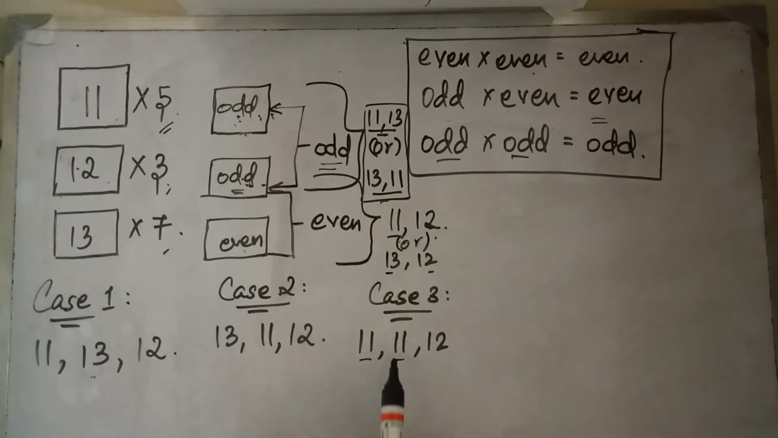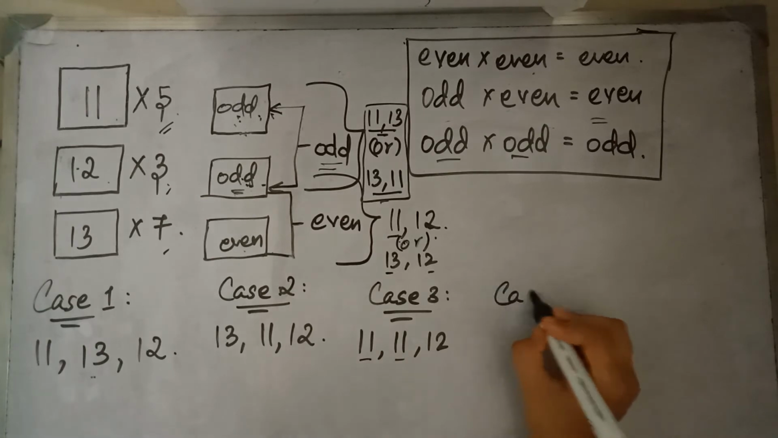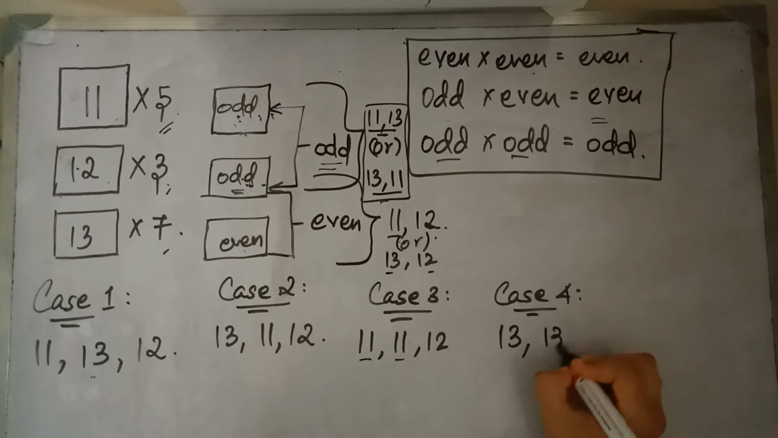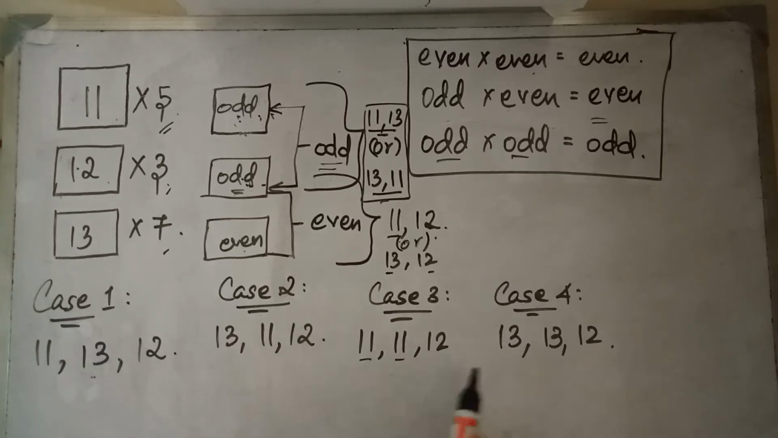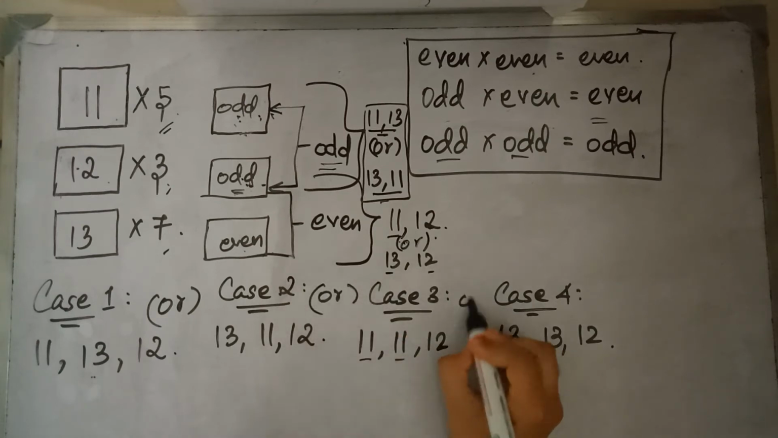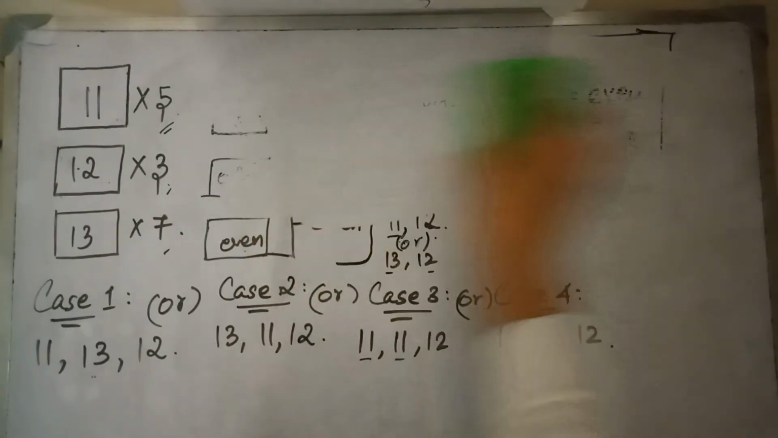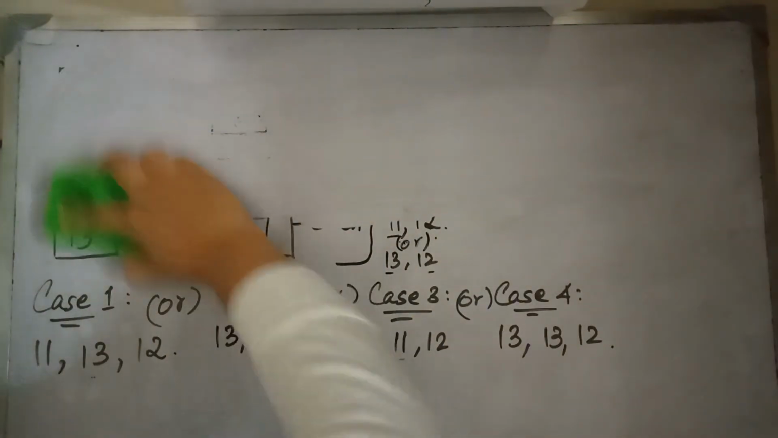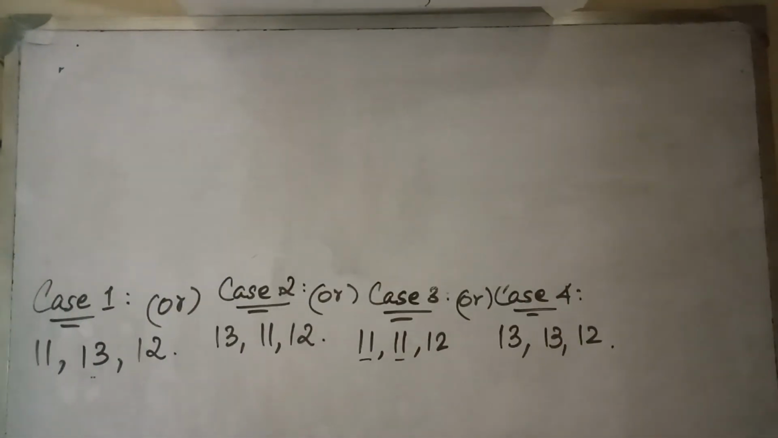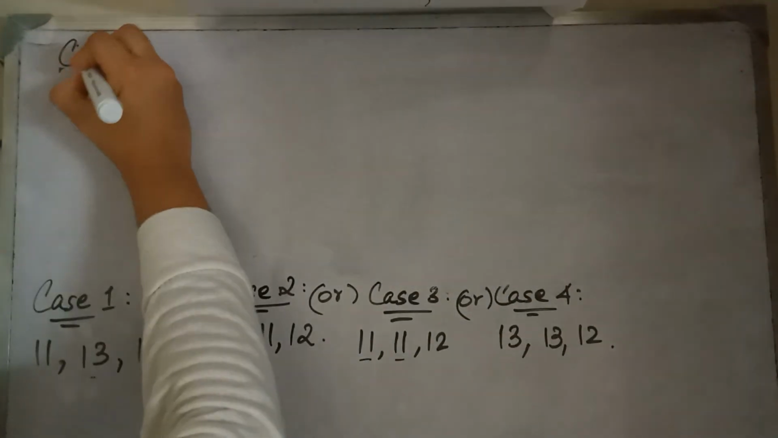In this case, first two are odd. Likewise, I'll have case 4 which is 13, 13 and 12. So I'll have 4 cases totally, and we have to find out the probability for each case. It could be this case or this case or this case or this case. We have 4 cases. So now I'll be erasing all of this to leave some space. So let's look at case 1.